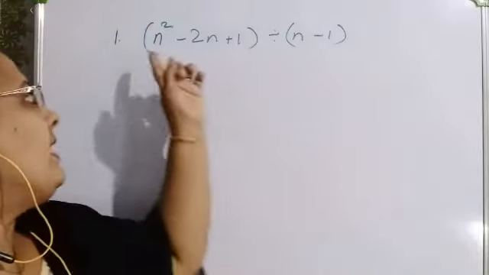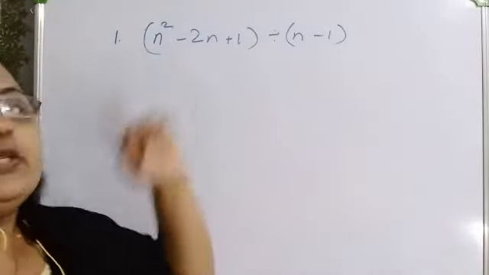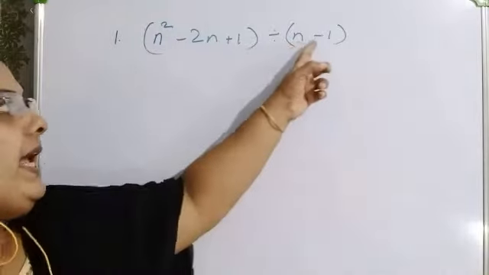Okay. Now in this class what we are going to study is how to divide a polynomial by a binomial. That's a new one for you. You haven't studied this last year. How to divide a polynomial with a binomial. That is what we are going to study in this class. Okay. So along with the problem we will study it. I will explain it also. Okay. So the first problem, the polynomial written here is n square minus 2n plus 1 divided by n minus 1.